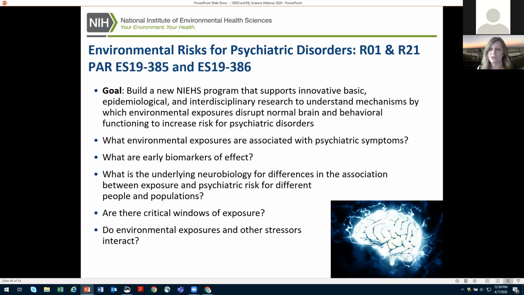So we're looking at what are those exposures associated with early life psychiatric symptoms? Are there early life biomarkers that are related to the trajectory or the onset of symptoms? What's the underlying neurobiology? Are there critical windows of exposure? And do environmental exposures interact with other stressors to exacerbate psychiatric disorders?